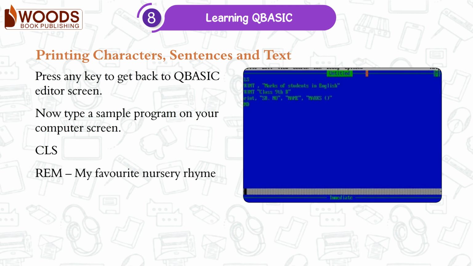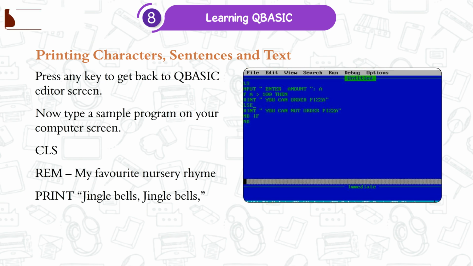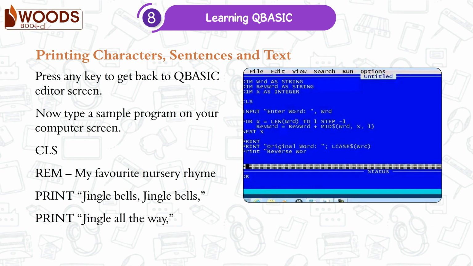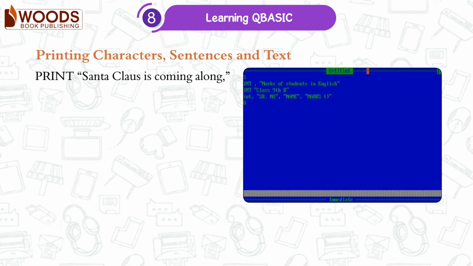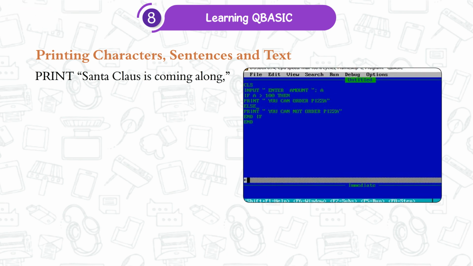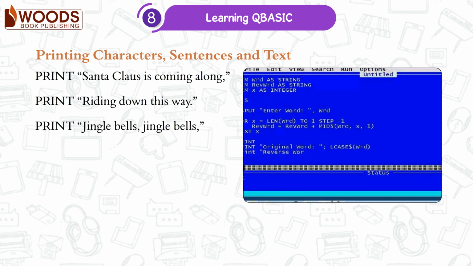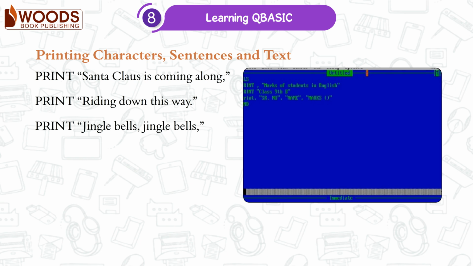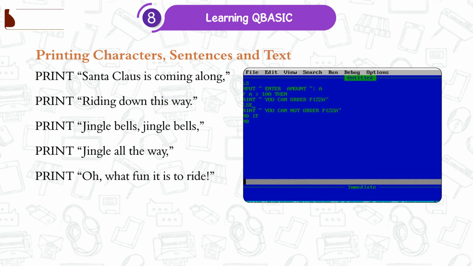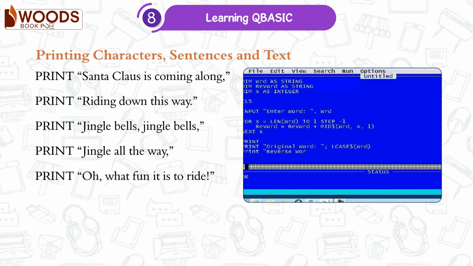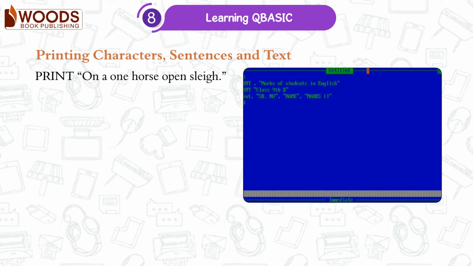CLS. Rem: My favorite nursery rhyme. Print "Jingle bells, jingle bells." Print "Jingle all the way." Print "Santa Claus is coming along." Print "Riding down this way." Print "Jingle bells, jingle bells." Print "Jingle all the way." Print "Oh what fun it is to ride." Print "On a one-horse open sleigh."